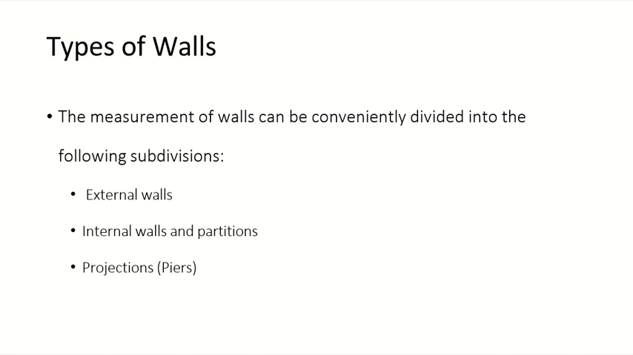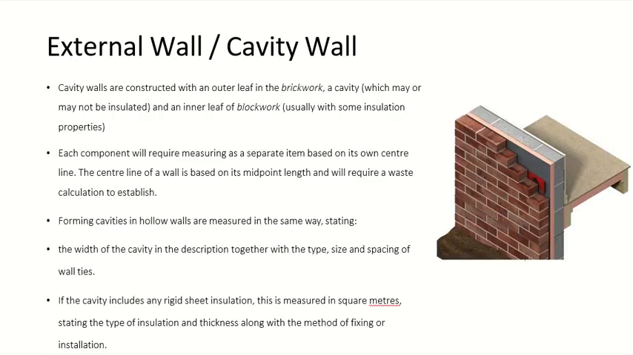So walls, you can divide your measurements, your dimension sheets into normally these three things. We have external walls, we have internal walls, and we have projections or piers. This one most probably is a column, but if it was not a column, it will be called a pier or a projection, something which is coming out of the wall. But made up of bricks or blocks.